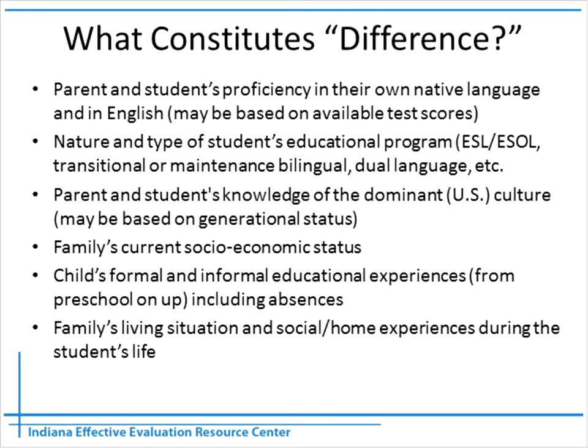And then finally, just their living situation, the home experiences during the student's life. You really want to look at anything that is unusual. When you think of the typical child that we evaluate, we're talking about generally parents in the home. We're talking about stability. We're talking about enough food, enough clothing, shelter, not worrying about the basic kinds of needs. There are families where that is a big concern.